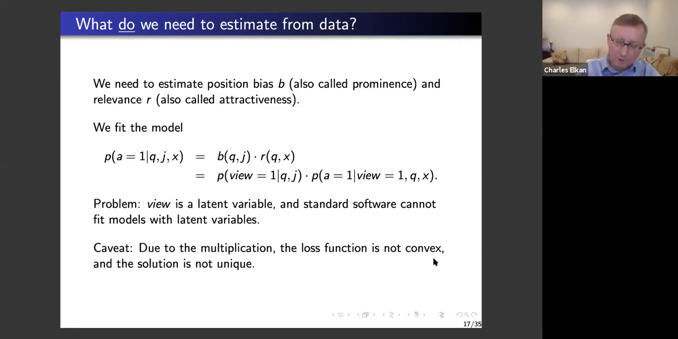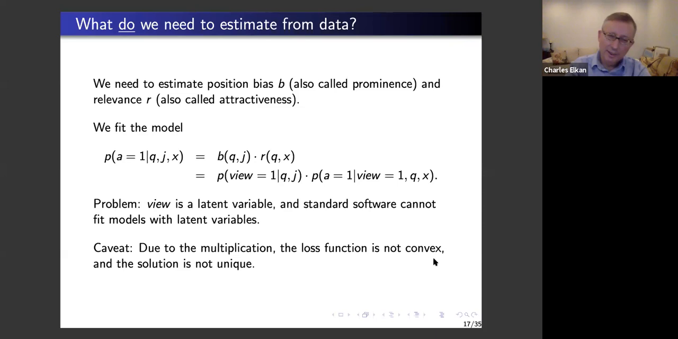But there is an important difference, because we're making an assumption about the structure of this function. We're assuming that the left-hand side is the product of two functions, and those functions themselves have meaning. The prominence B is the probability of view. And the relevance R is the probability of action given view. As I said a few slides back, usually view is a latent variable. We don't observe it. We can conceptualize that it exists, but we can't actually observe it in data. We observe the actions. And standard software can't fit models with latent variables. So in fact, we can't use any scikit-learn function or any other standard supervised machine learning model for this problem.